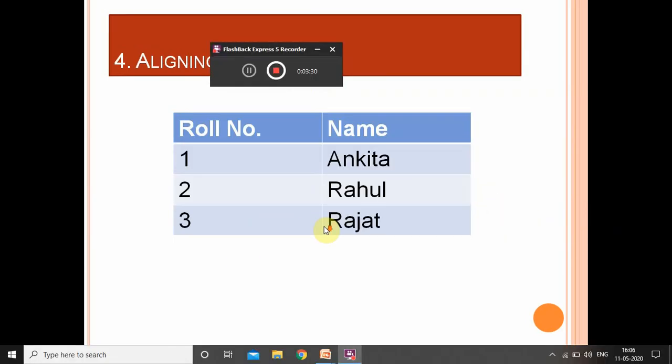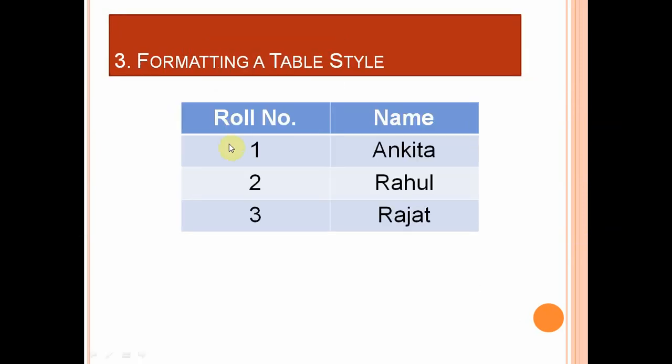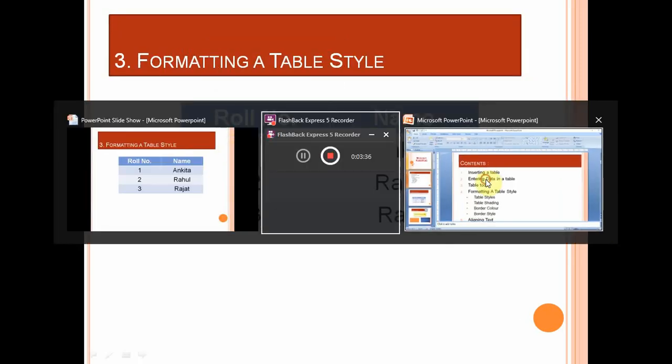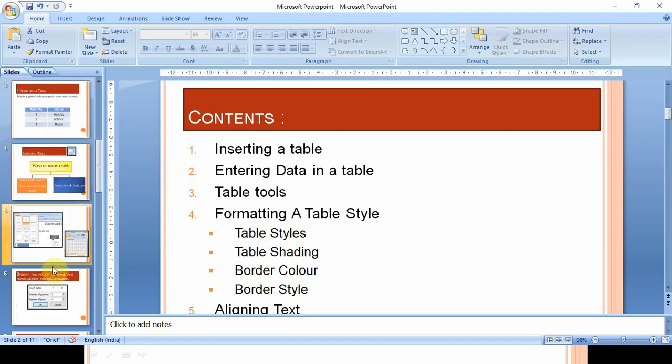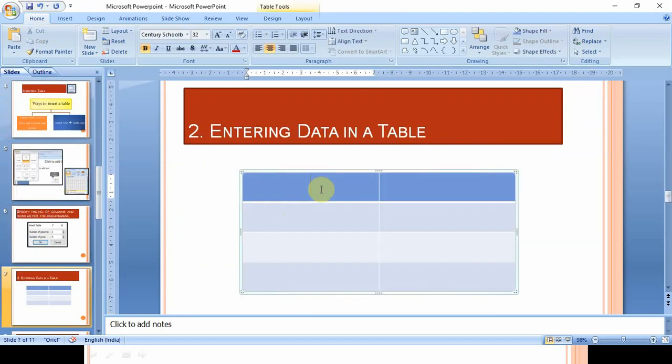Now I'll tell you how to do it practically. See, for example, we are on this table, so we have to just double click. For example, here I have written roll number, right? And simply name. So that means to enter the data in a table, I simply have to double click on the cell, then I can enter.